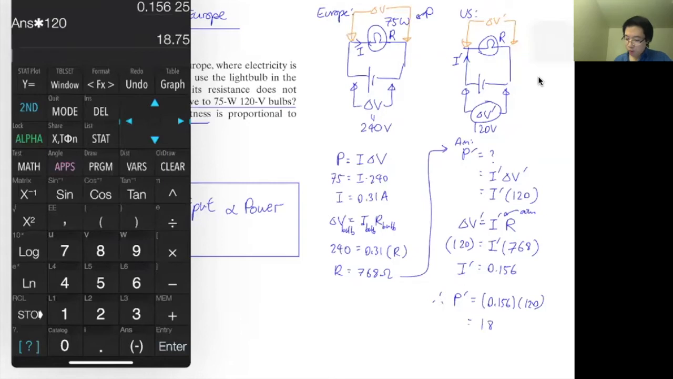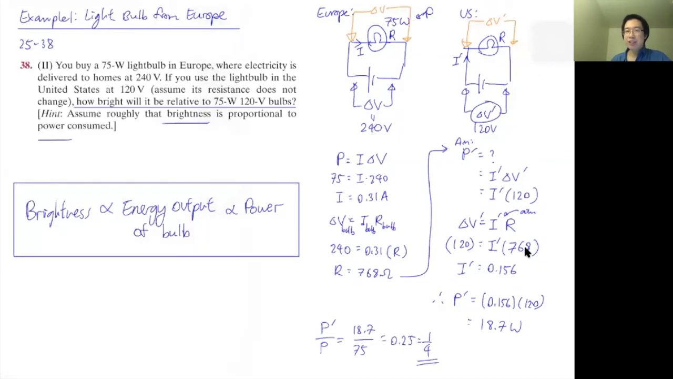So how much dimmer is it if you do it this way? If you divide by 75, the original wattage, it is 0.25 or 1/4. So this is the detailed calculation. You'll see that it's 75% dimmer, or it's 25% of its brightness compared to if you use it in Europe. That's not too bad, but the reverse is actually worse. If you take a US light bulb and plug it into a European outlet, it'll be the other way around, 4 times brighter, and you might break the bulb that way.